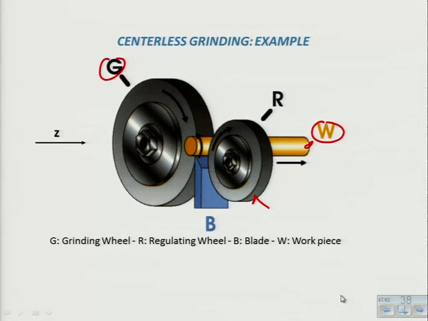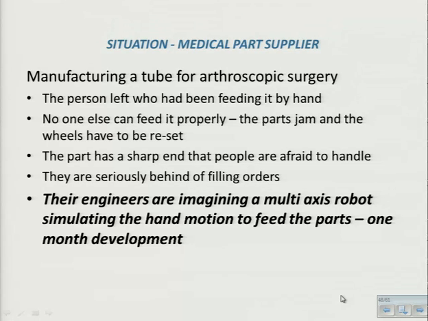Now you can adjust this so the piece self-feeds through, by having the wheels at slightly different angles, but somebody needs to get it started. So somebody has to place it in there, and here was the problem. They were making a little tube for arthroscopic surgery that has a nibbler at the end. This is very sharp because it's made to cut up your cartilage or something once it gets inside you.